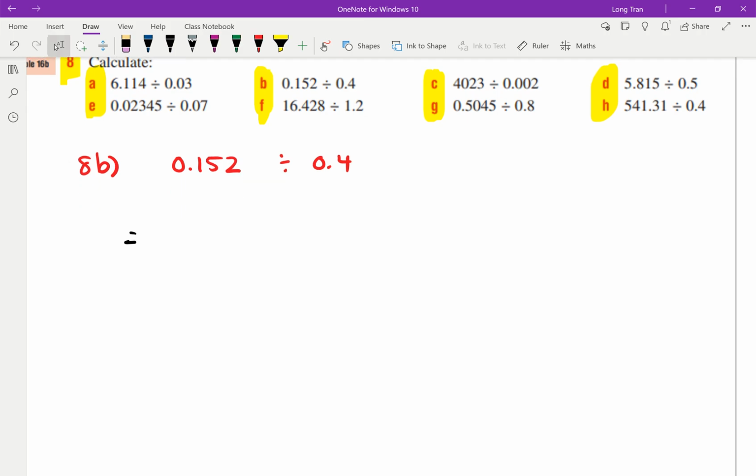0.152 divided by 0.4, I want you to write it as a fraction to understand why this method works. So 0.152 divided by 0.4 is actually the same thing as writing 0.152 over 0.4. The problem here is that with 0.4, we don't know how to do the division.